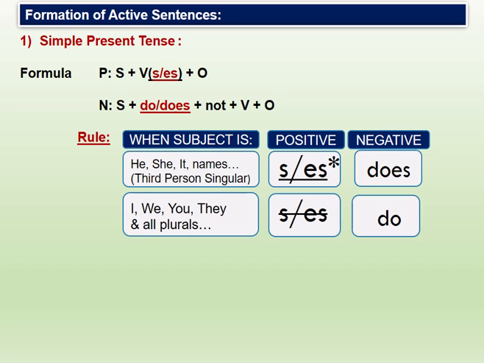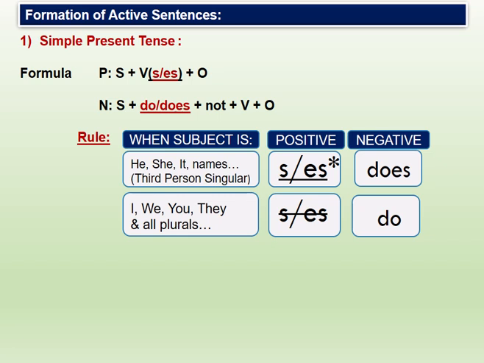Whenever a subject is third person singular, in a positive sentence we will put s/es behind the verb, and in negative we will use does. And when the subject is I, we, you, they or any plural, then we will not put s/es behind the verb, and we will use do in negative sentences of simple present tense. Guys, you can note down these things by pressing the skip button.